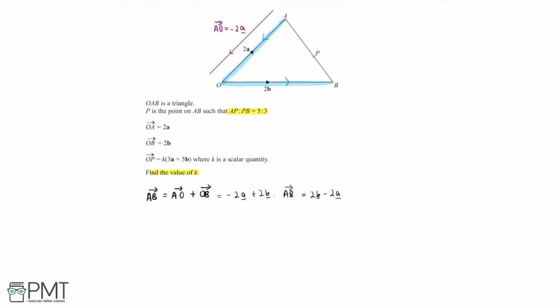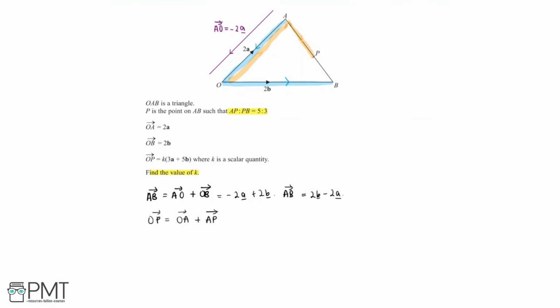Now remember, we're trying to find the value of K, and we're told that the vector OP is equal to K multiplied by 3A plus 5B. Now we can trace the path of vector OP by highlighting in a different colour. And so we can say that the vector OP is equal to OA plus AP. We found out that vector AB is equal to 2B minus 2A.